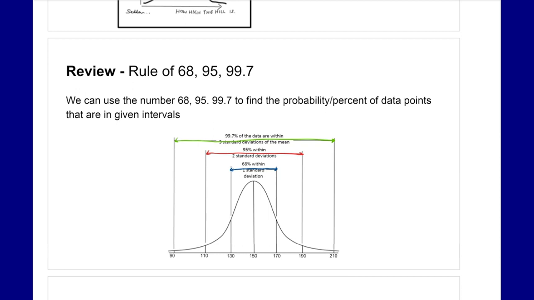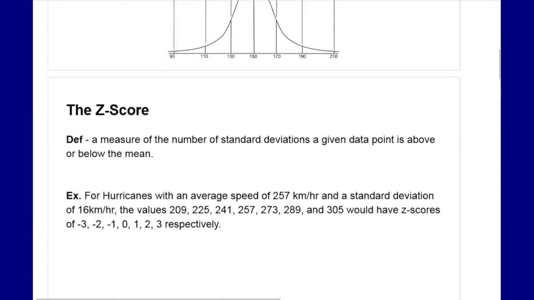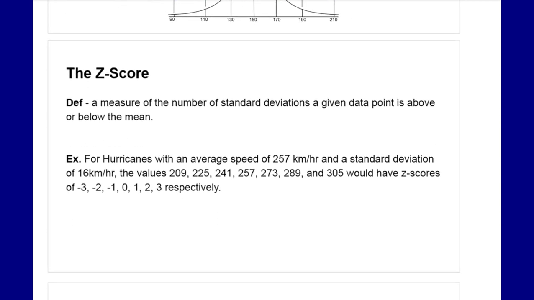But when we're trying to look for the probability of data falling between certain values, or greater than or less than values, it's not always going to fall on those that are exactly 1, 2, or 3 standard deviations away. So we need to come up with a way to find the probability for values that don't fall nicely on the standard deviations. And that's where Z-scores come into play.